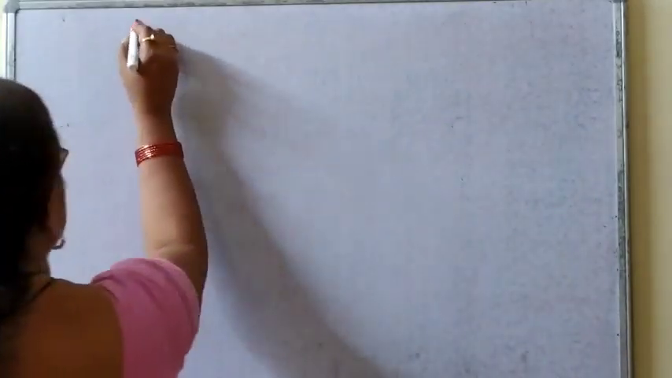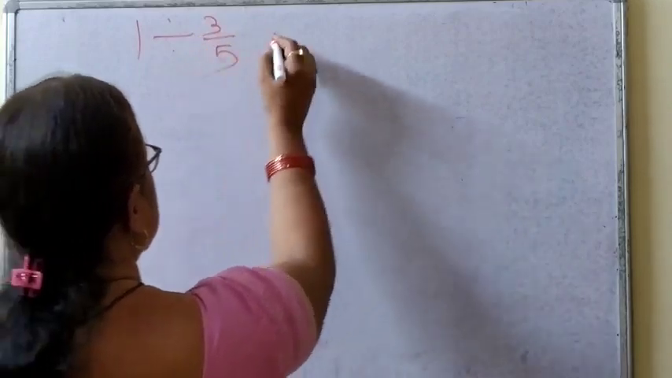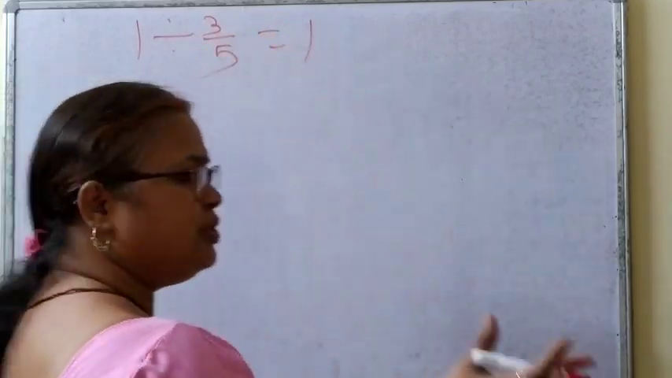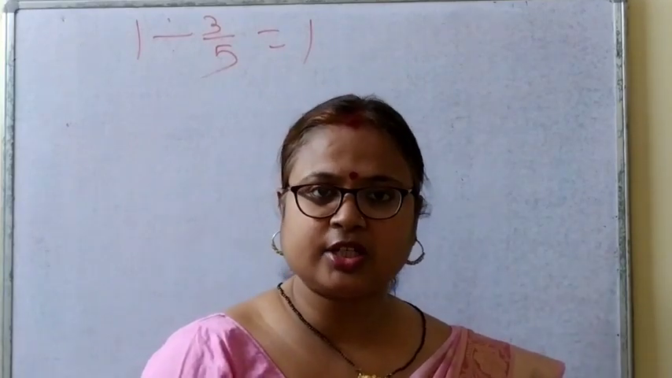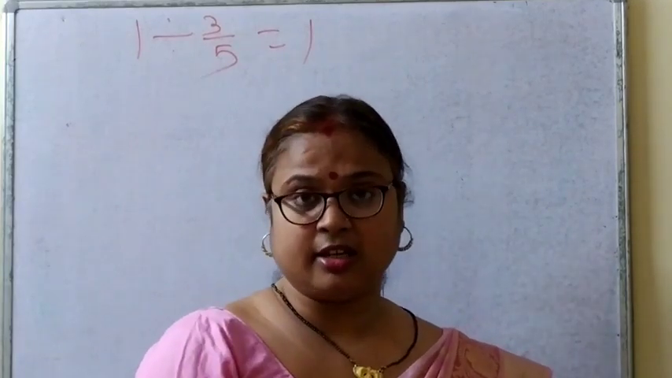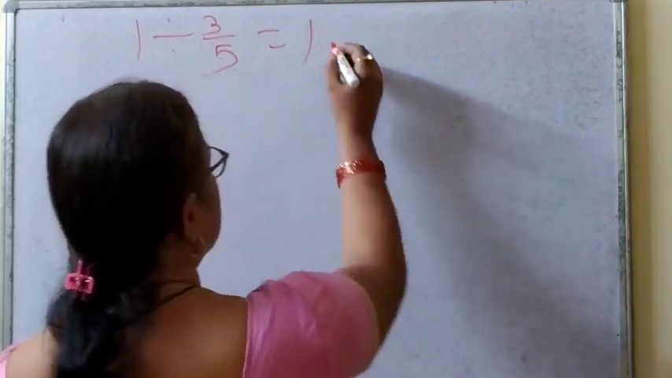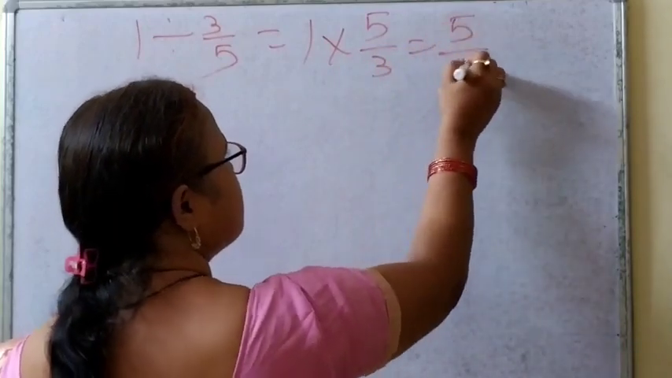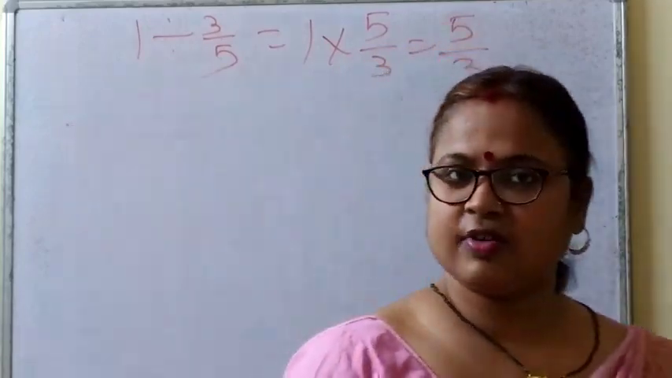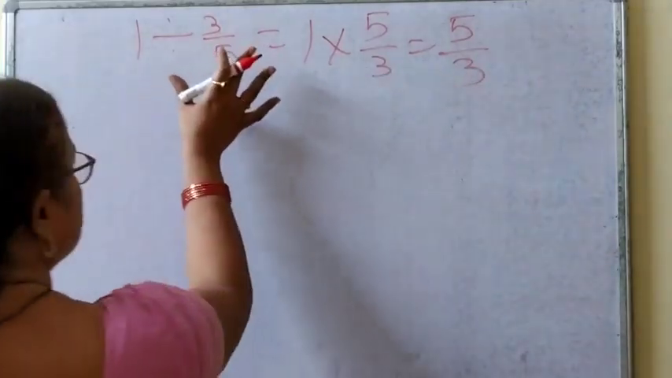If you have to simplify 1 divided by 3 by 5, of course you know in division, whenever you have to divide you write the multiplication sign and then you write the reciprocal of the given fraction. So here 1 into 5 by 3 means what? The answer is 5 by 3. It's very easy.